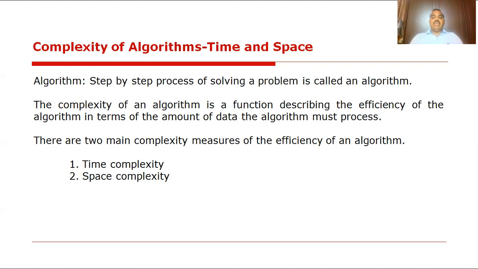Then the second one is that each step in the algorithm should be clear and unambiguous. Then there is no ambiguity. So we should define each and every step in the algorithm to be clear and unambiguous.